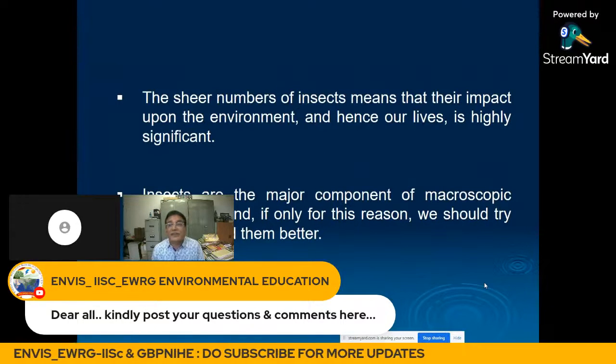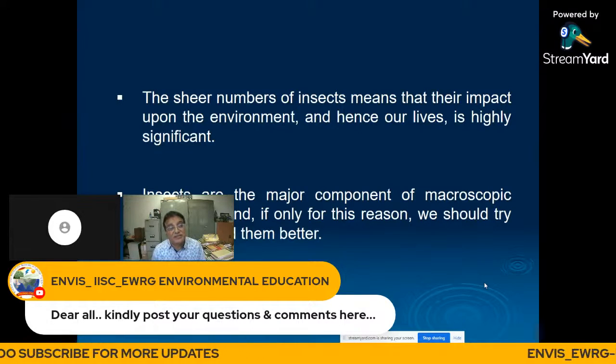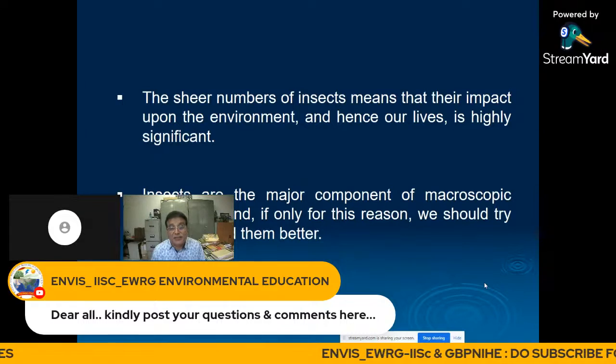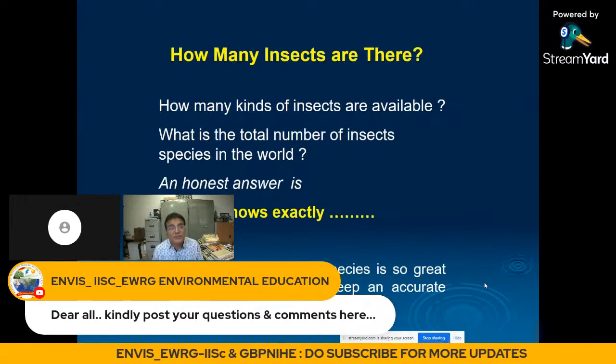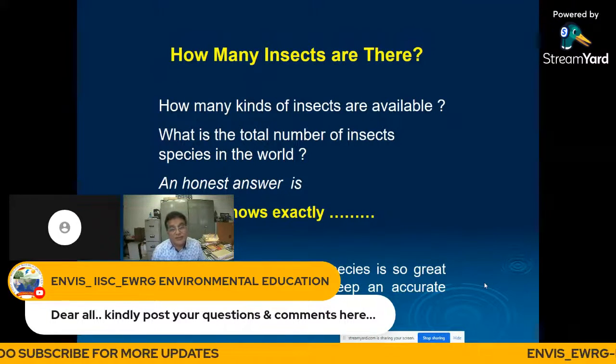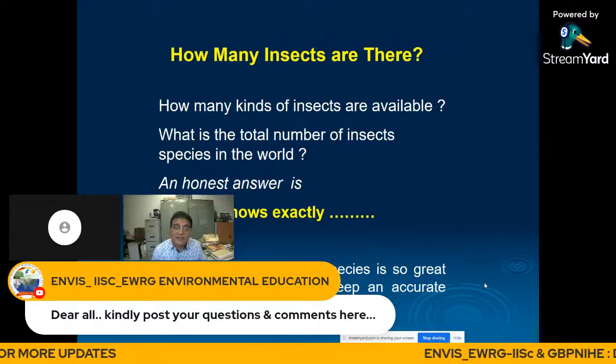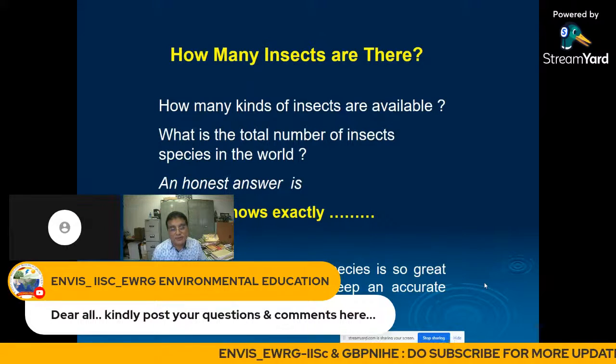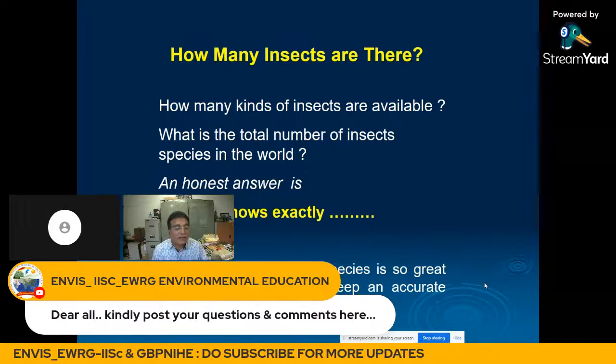The sheer number of insects means that their impact upon the environment and hence our life is highly significant. They are the major component of biodiversity, and for these reasons, we should understand them better. But how many insects are there? How many insects in your university campus, your institute, your village surroundings, your protected areas? What is the total number of insect species in the world? And the honest answer is nobody knows exactly.